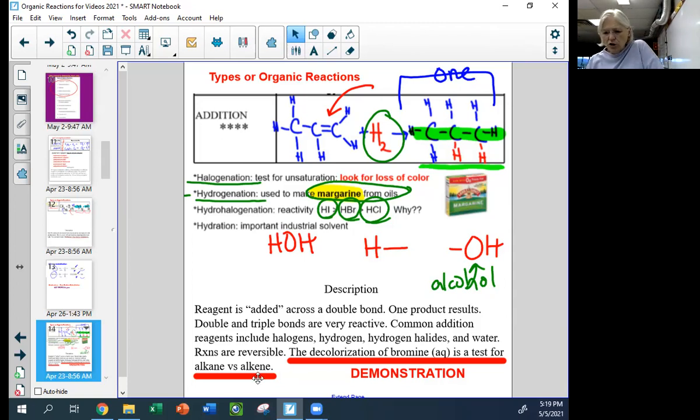I'd like to pause now and show you a demonstration of this process. I'm going to get bromine and add it across a double bond. This particular demonstration is a test for whether an organic compound has a double or a triple bond. It is a test called the decolorization of bromine, where if you lose your color of bromine, that means the molecule with which you have added it must have a double or triple bond. So this is a demonstration to show you how bromine, here is liquid bromine, can be used to test for the presence of a double or a triple bond.